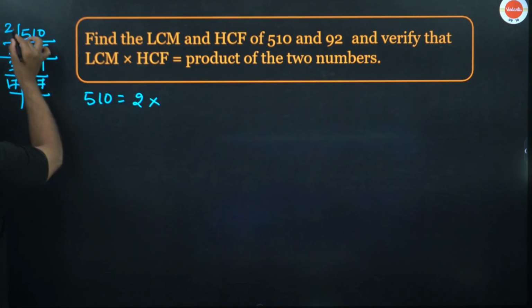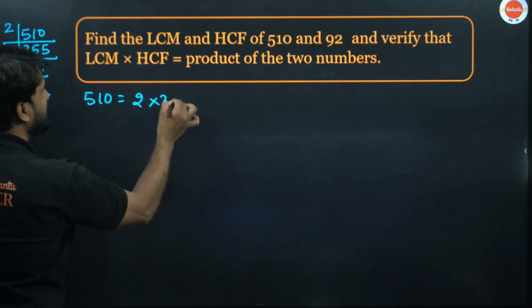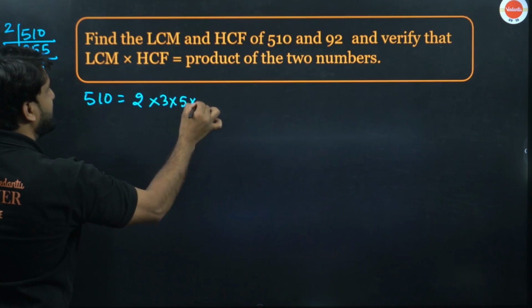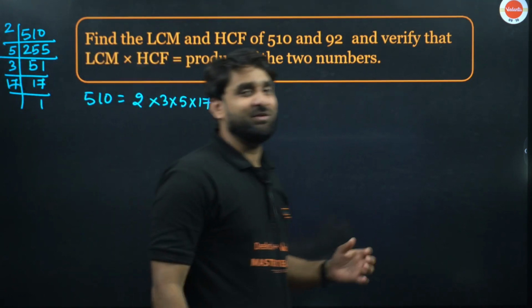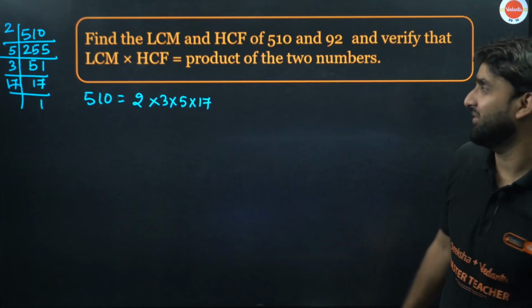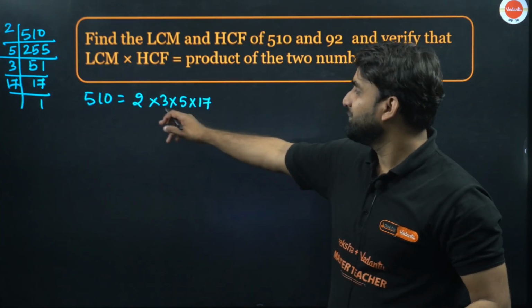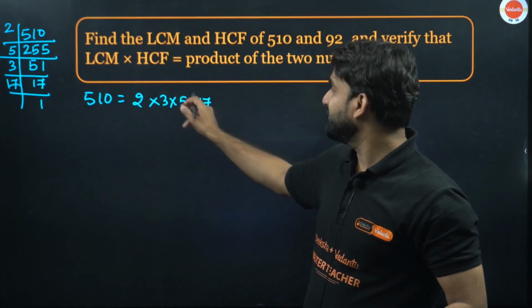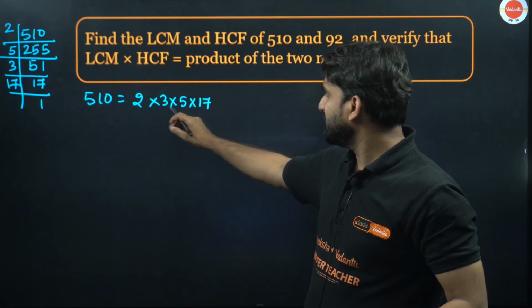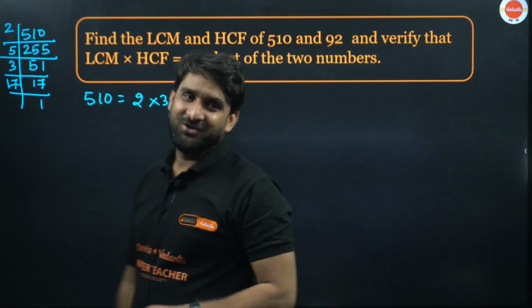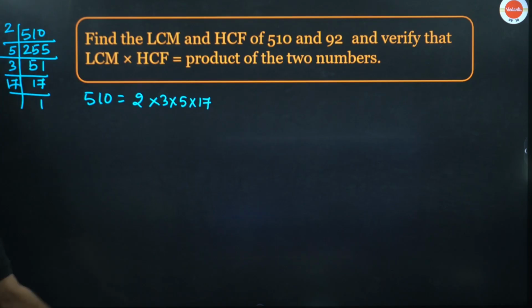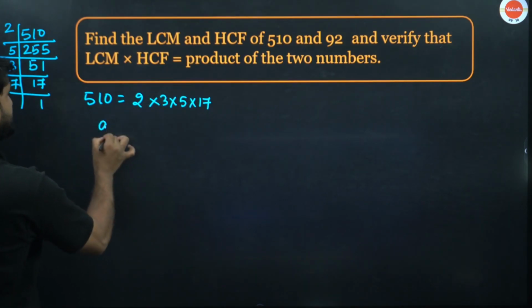So we have prime factors 2 into 3 into 5 into 17. First write the smallest number, 5 into 17. Is it clear, everyone? So all are prime numbers. 2 is also a prime number, 3 is also a prime number, 5 is also a prime number, 17 is also a prime number. So 5 twos are 10, 5 fives are 25, and 3 twos are 6, 6 fives are 30, 30 into 17 is equal to 510. Right, everyone? Okay.